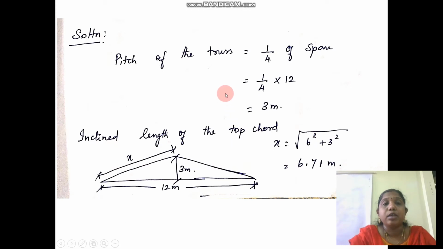Now, the pitch of the truss is 1 by 4 of the span which is given. So 1 by 4 of the span of the truss, 12 meters, is equal to 3 meters. The inclined length of the top chord you have to find out, because only then can you decide whether you can place the purlins exactly at the nodal points or at the panel length. So x is equal to, using the same Pythagoras theorem, root of 6 square plus 3 square. 6 is nothing but half of your span, which gives 6.71 meters.